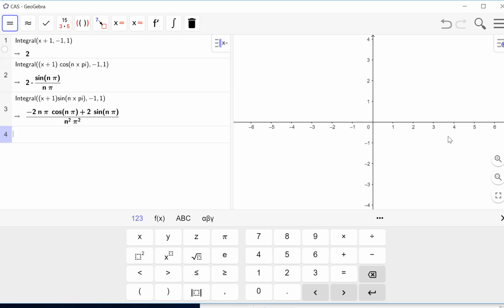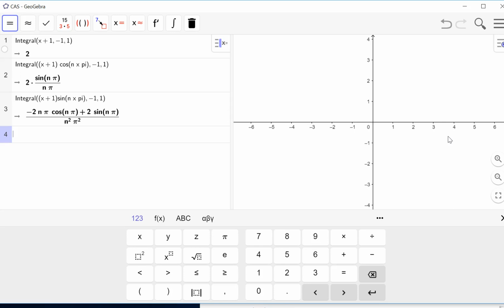The sine of pi n is 0, no matter what you plug in for n. Cosine of pi n is alternating between -1 and 1. It's -1 when n is 1, it's +1 when n is 2, and so on. Right? That okay?